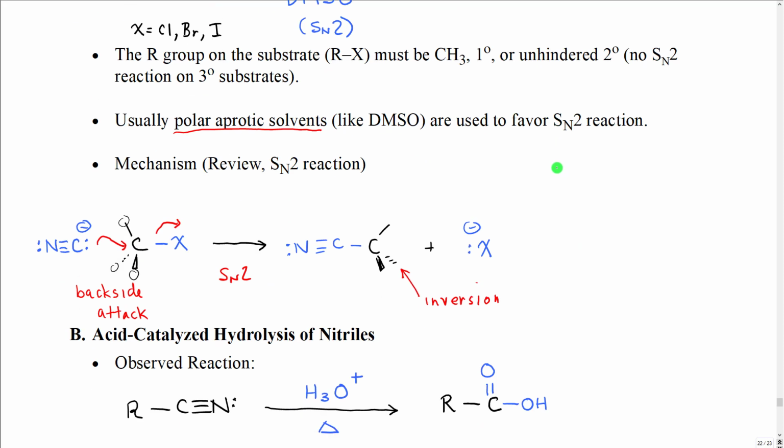The mechanism then is essentially a classic SN2 mechanism, which we discussed last semester. We have our substrate, the cyanide nucleophile approaches from the back side, pushes out the leaving group in one step. These three groups are pushed away from that, they invert, and we get this product.